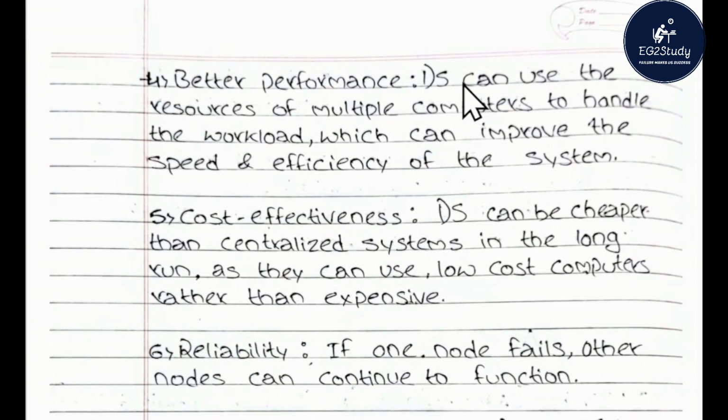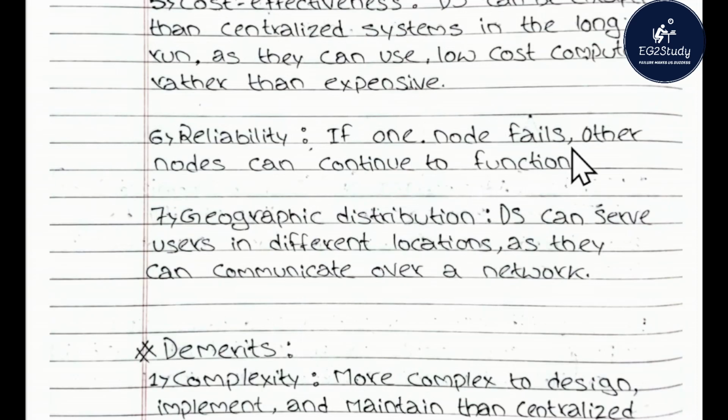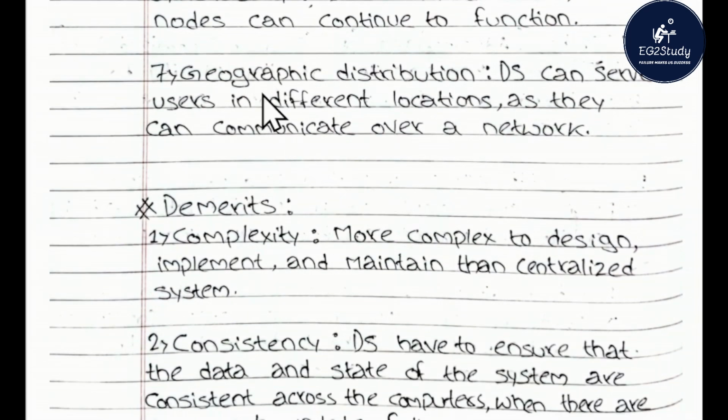Better performance. A distributed system can use the resources of multiple computers to handle the workload, which can improve the speed and efficiency of the system. Cost effectiveness. Distributed systems can be cheaper than centralized systems in the long run, as they can use low cost computers rather than expensive supercomputers or mainframe computers. Reliability. If one node fails, other nodes can continue to function on the system. Geographic distribution. A distributed system can serve users in different locations as they can communicate over a network.